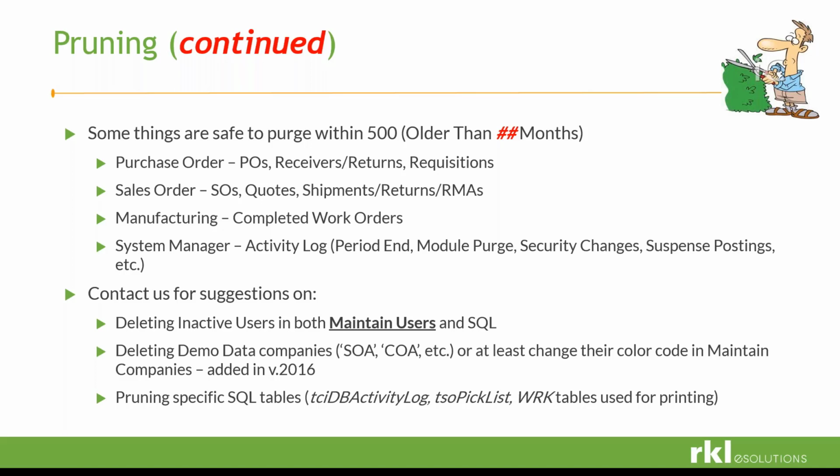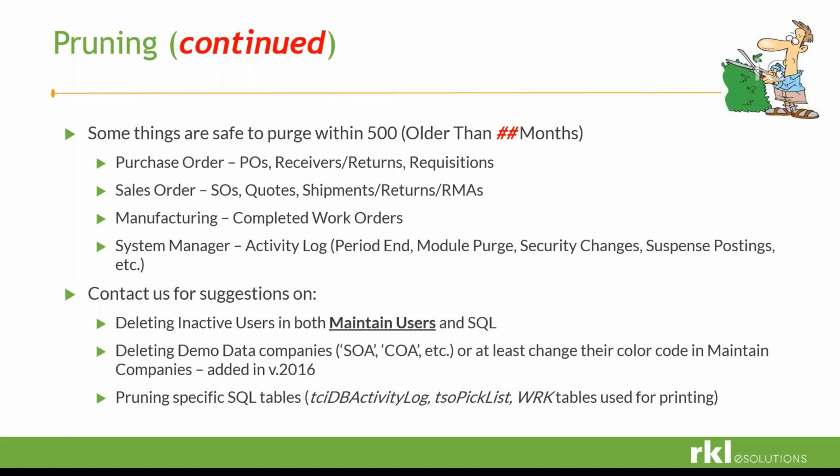There are some things that are completely safe to purge, and within each of these you'll have an XX month field that you can fill in to dictate how far back the data is purged. So within the purchase order module, you'll have the opportunity to purge closed POs, closed receivers or returns to vendor, and closed requisitions. In the sales order module, you've got the opportunity to remove closed sales orders, expired quotes, and fully posted shipments, returns, and RMAs. In the manufacturing module, you can remove closed work orders.